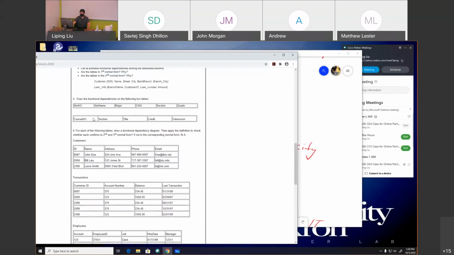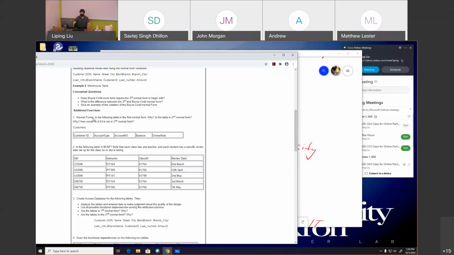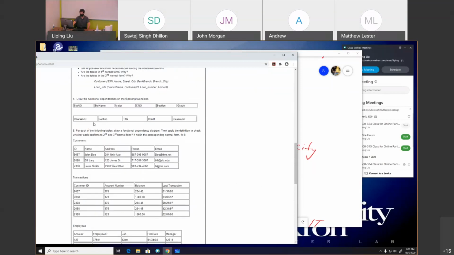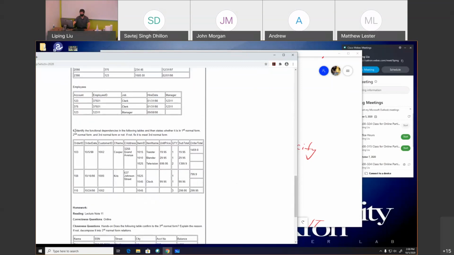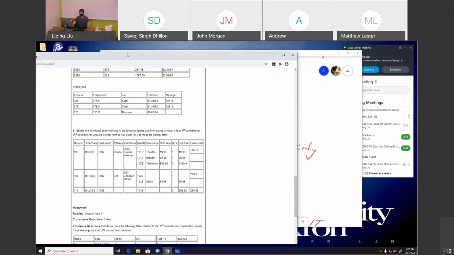So you see in my notes, I work out examples, and I also leave some additional examples for you to practice, additional exercises, okay? You should take advantage of that to try to do some of these questions. So let's do question number 6 here.